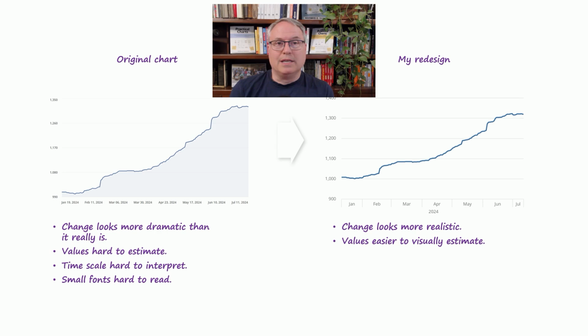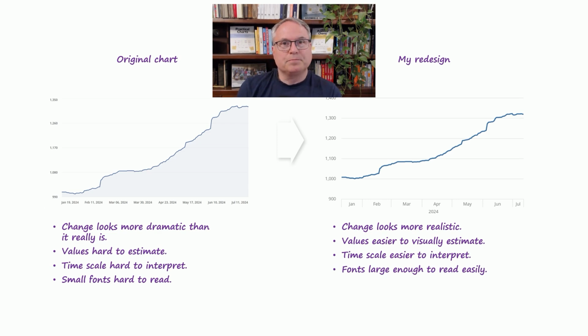The values are easier to visually estimate because I have better intervals, or intervals that are based on 1, 2, or 5. In this case, they're based on 1. They're intervals of 100. The timescale is a lot easier to interpret, as we saw, and the fonts are large enough to read easily. Some relatively simple changes that actually make this chart, like I said, a lot more useful, a lot more usable.